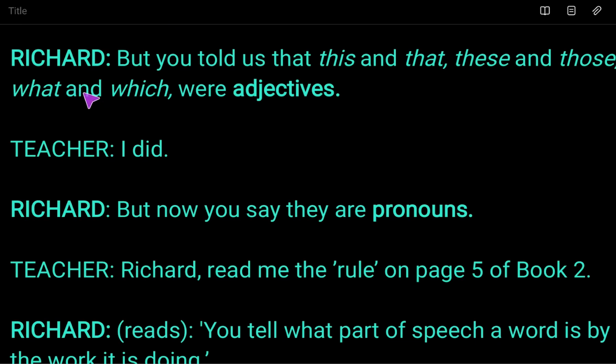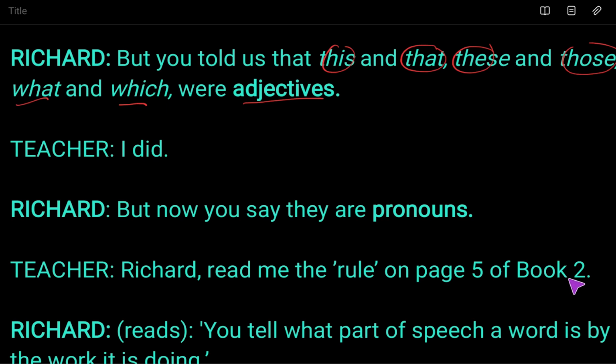In your book there is a conversation between a student and a teacher. The student's name is Richard, and they are talking about adjectives and pronouns. Let's read what they are telling. Here Richard is telling, but you told us that this, that, these, those, what and which are adjectives. Teacher: I did. Richard told, but now you say they are pronouns. Teacher: Richard, read me the rule on page 5 of book 2.